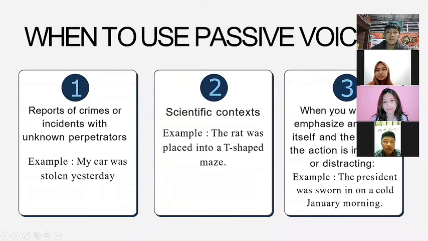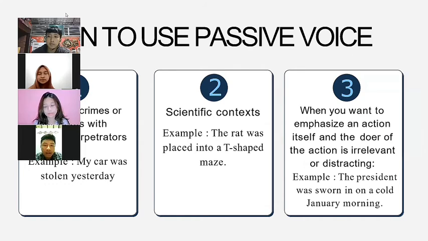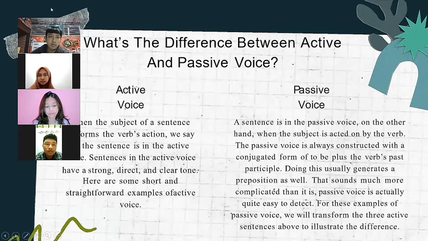When to use passive voice. First, report of a crime or incident with an unknown perpetrator. Example, my car was stolen yesterday. Second, scientific context. Example, the rat was placed into a T-shaped maze. Third, when you want to emphasize an action itself and the doer of the action is irrelevant or distracting. Example, the president was warm on a cold January morning. Next.